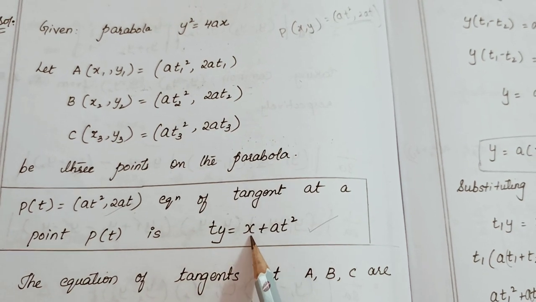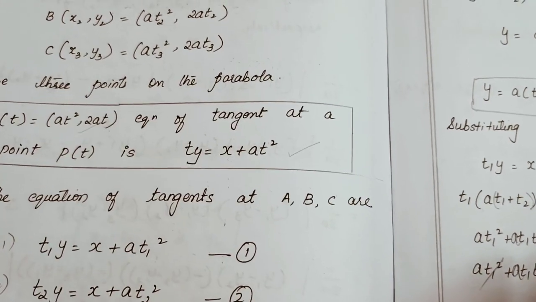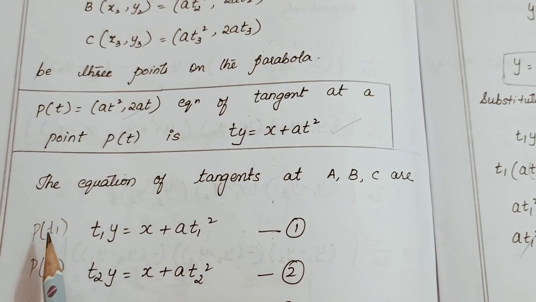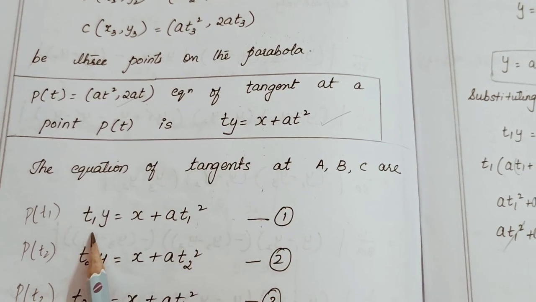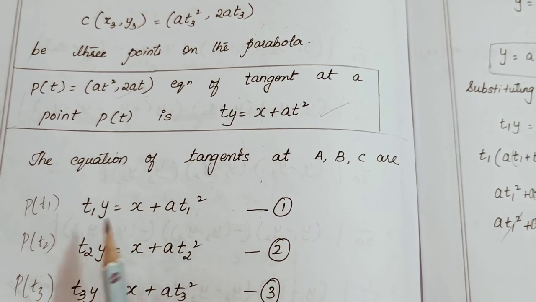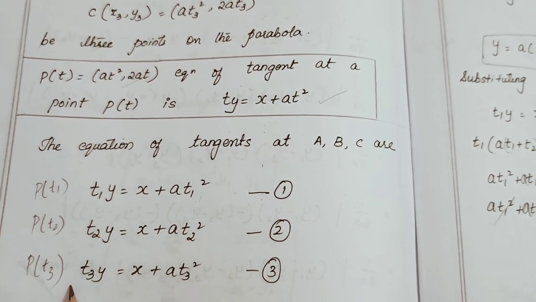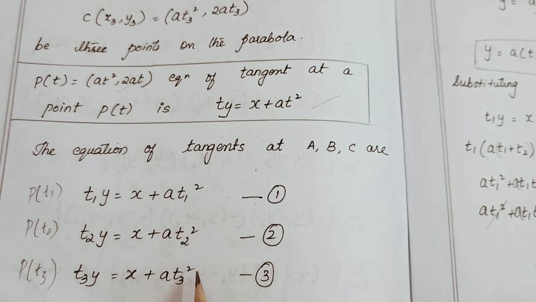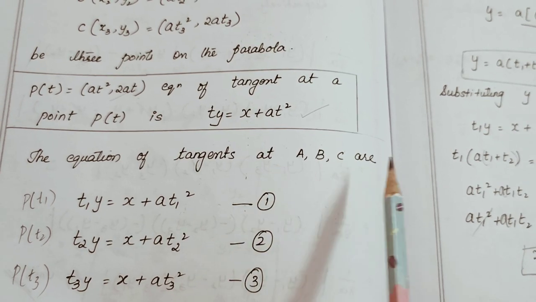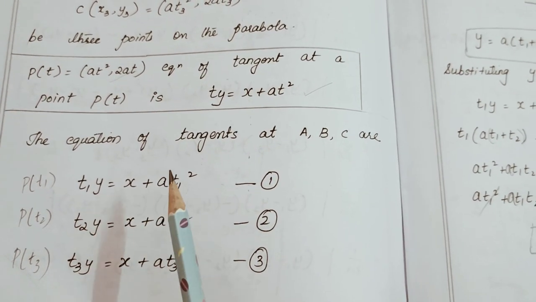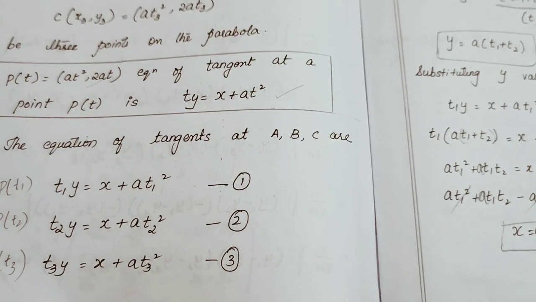So now we will substitute these values here. The equations of the tangents at A, B, C: for P(t1), t1y = x + at1². For P(t2), t2y = x + at2². And t3y = x + at3². Okay, these are the equations of tangents for A, B, C. Now we will solve 1 and 2, and 2 and 3.